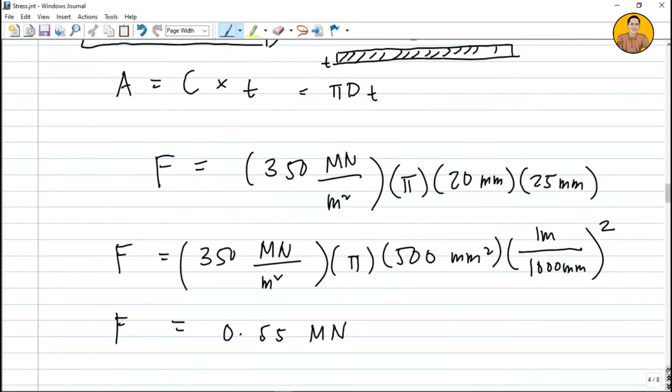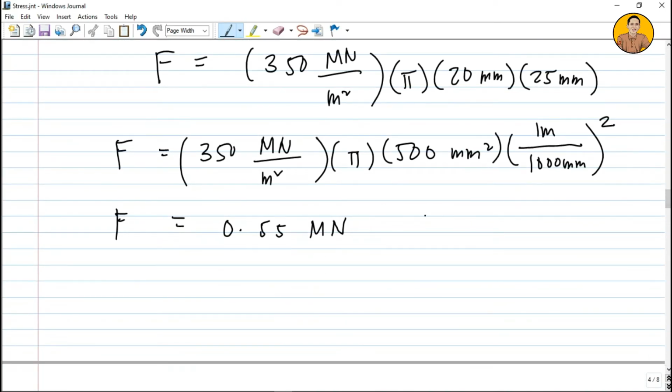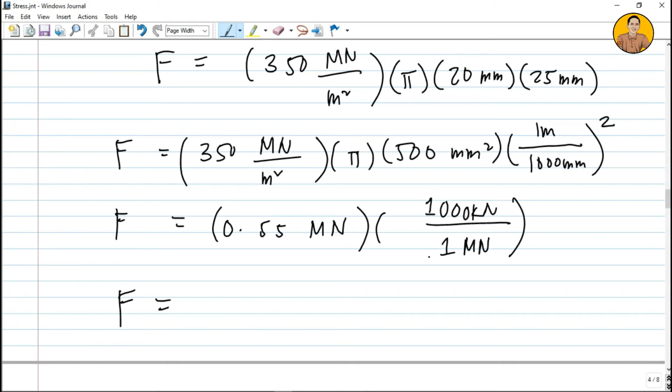Okay? Kung i-convert natin siya to kilo, pwede natin siyang i-convert. So, this is 1,000 kilonewtons per 1 meganewton. So, F is equal to, yung conversion natin, i-adjust lang natin yung prefix niya since gagawin natin siyang kilo. So, this becomes 1, 2, 3, so this is 550 kilonewtons. So, this is our final answer.